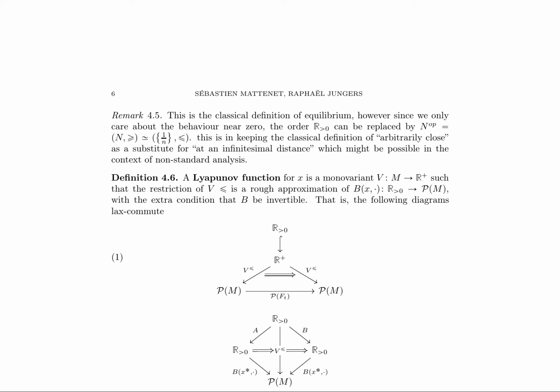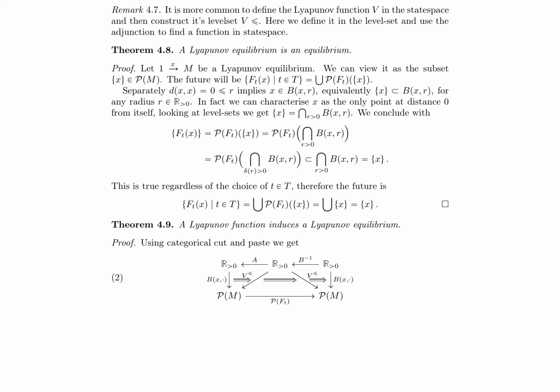This is achieved by establishing a commutative diagram that relates the level set V to the state space M through the function B. The authors use these theorems to further explore the properties of Lyapunov equilibria and their implications for dynamical systems. The discussion on the classical definition of equilibrium and its connection to the concept of arbitrarily close highlights the nuances in mathematical analysis, particularly in the context of non-standard analysis.